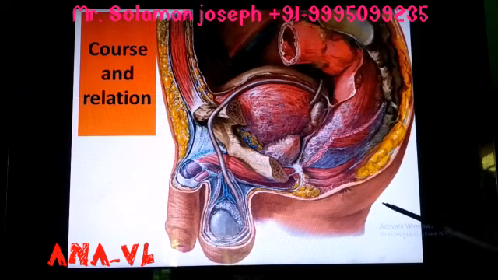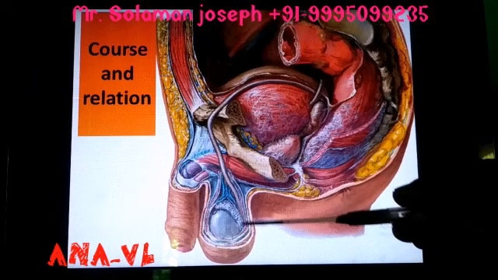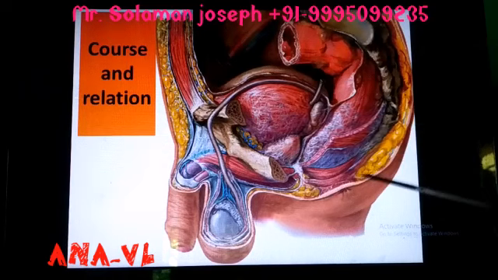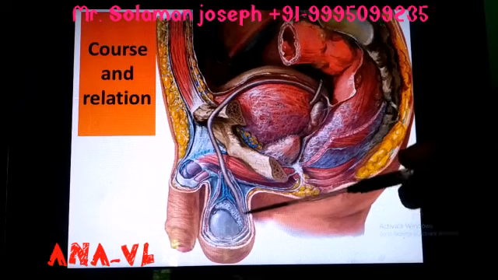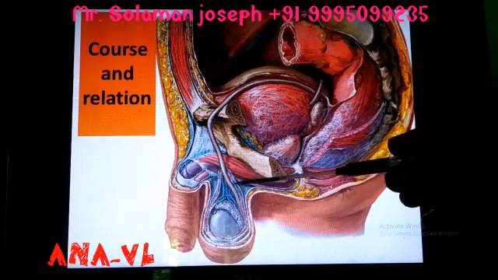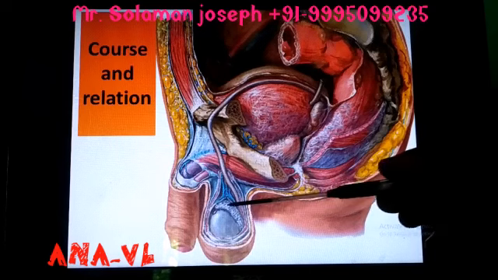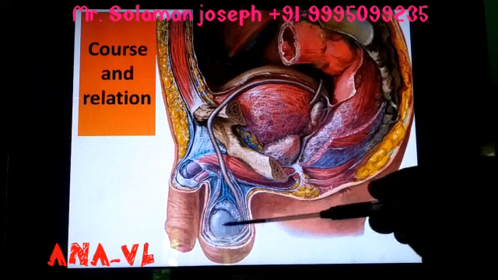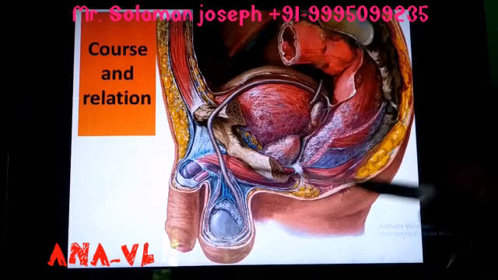The vas deferens begins from the tail of the epididymis. Here we can see the tail of the epididymis. It is the distal end of the epididymis, which is continuous as the vas deferens. It ascends upwards behind the testis and medial to the epididymis. Here we can see the epididymis, and here is the testis, and the vas deferens ascends on the medial side of the epididymis.